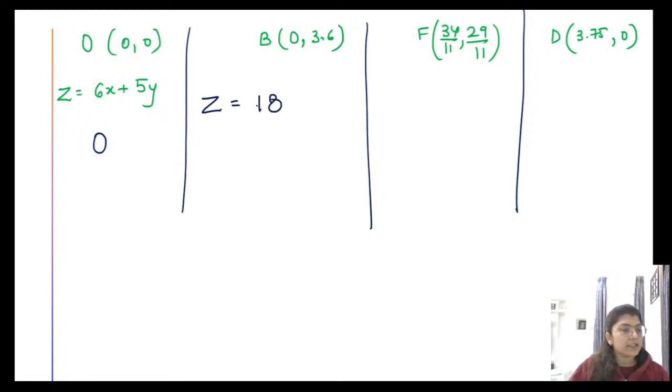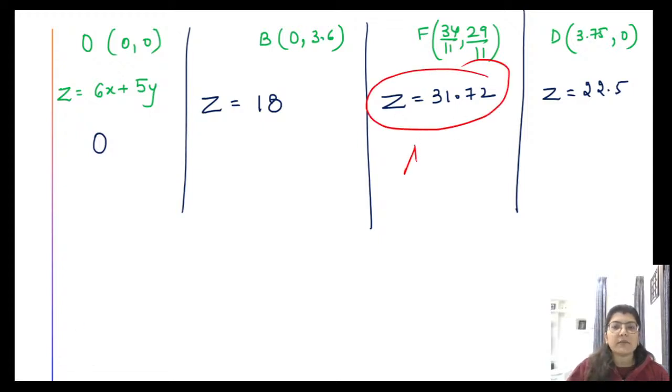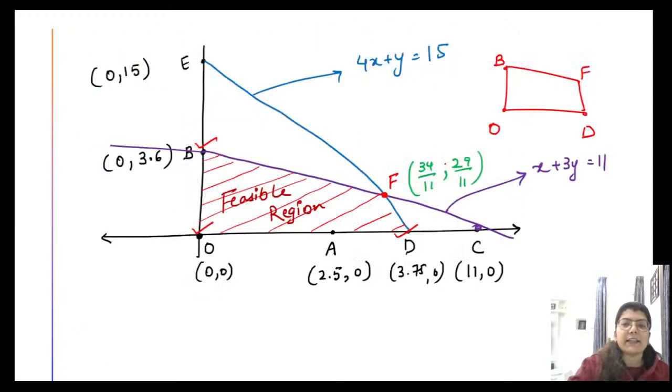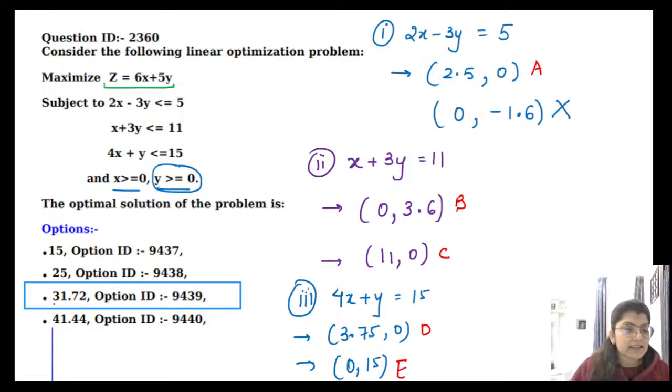18. Yes. What will be the value of z for f? 31.72. And what will be the value of z for d? 22.5. So what is the maximum value? Maximum value is 31.72. So this one will be your answer. So the correct answer is option number C, that is 31.72.